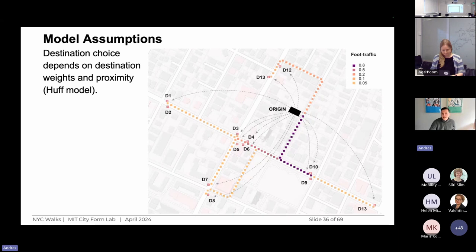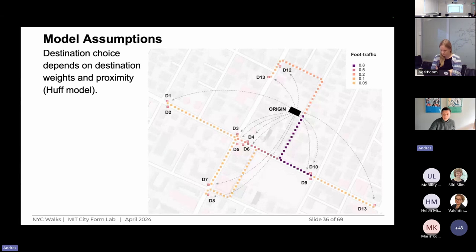Next, in terms of destination choice, we use a particular model called the Huff model for destination choice. Very often for modeling pedestrian trips, you have many optional destinations around each origin. If you consider, for instance, bus stops from a particular origin building, there may be 10 or more bus stops one can walk to reasonably in a short time span.